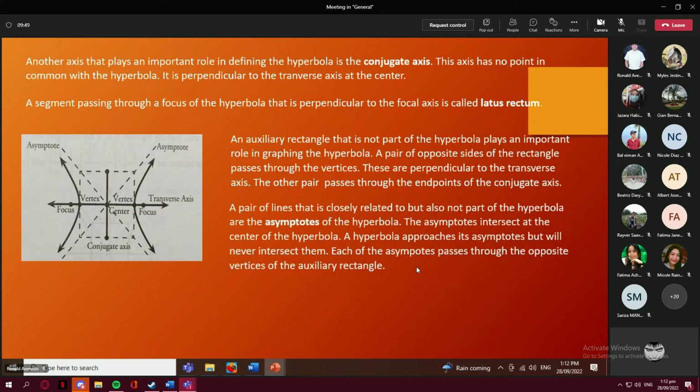A pair of lines that is closely related to but also not part of the hyperbola are the asymptotes of the hyperbola. The asymptotes intersect at the center of the hyperbola. A hyperbola approaches its asymptotes but will never intersect them. Each of the asymptotes passes through the opposite vertices of the auxiliary rectangle.